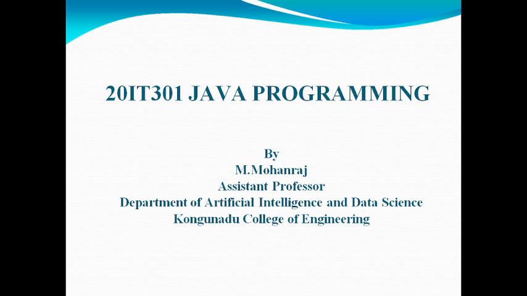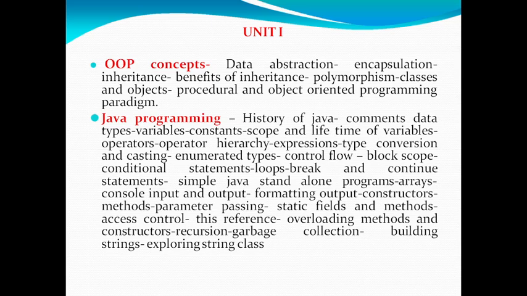Today we are going to see about Java programming for second year students. So this is Unit 1. What does the syllabus of Unit 1 have? OOPS concepts and the fundamentals of Java. What are the OOPS concepts? Data abstraction, encapsulation, inheritance, polymorphism, class and objects, and then procedural and object-oriented programming. And next we are going to see the history of Java, command variables, constants, so basic fundamentals.